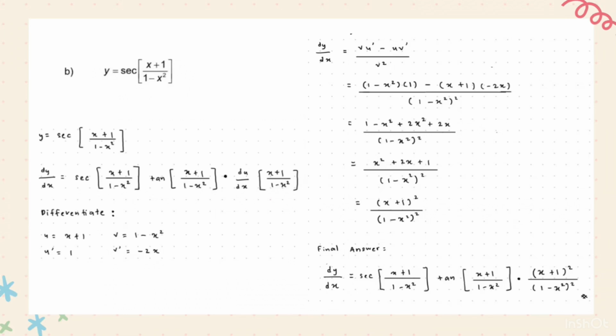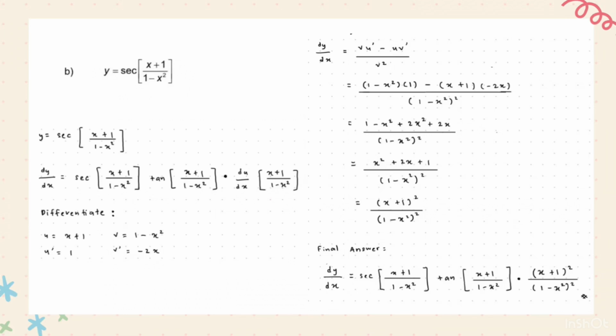Simplifying the numerator, 1 minus x squared plus 2x squared plus 2x over 1 minus x squared, equal to x squared plus 2x plus 1 over 1 minus x squared, which we can rewrite as x plus 1 squared over 1 minus x squared. So the derivative becomes x plus 1 squared over 1 minus x squared.